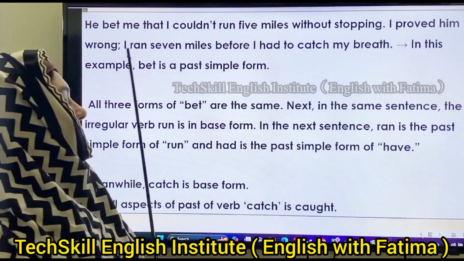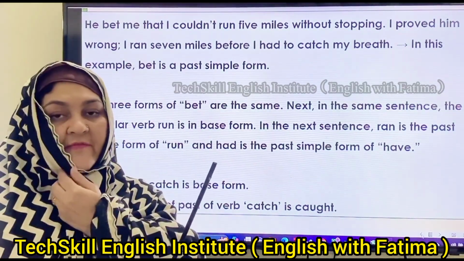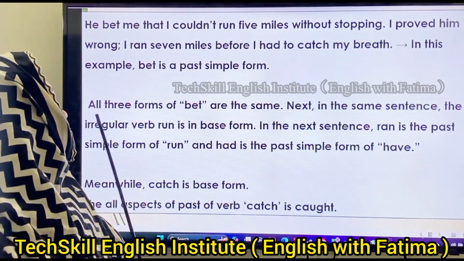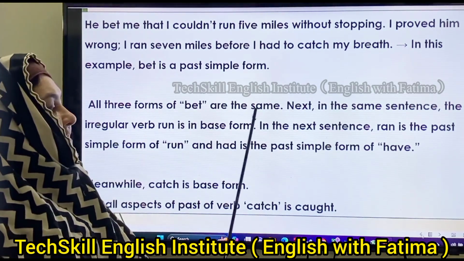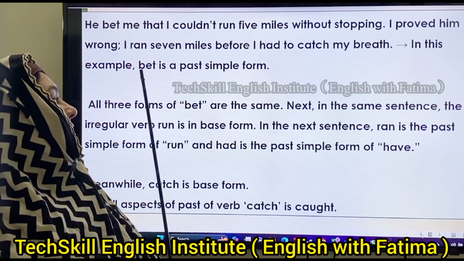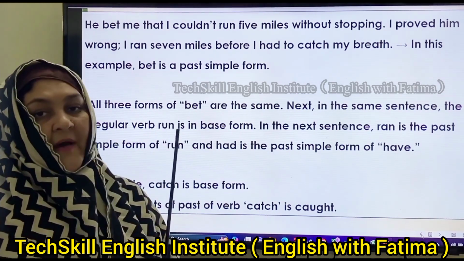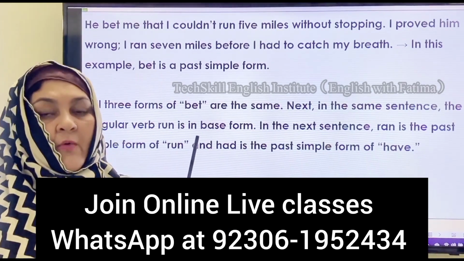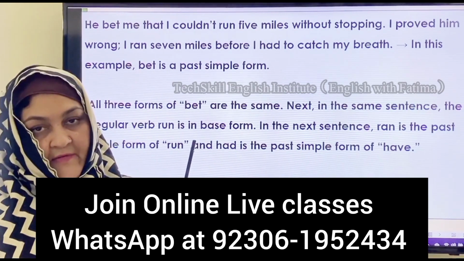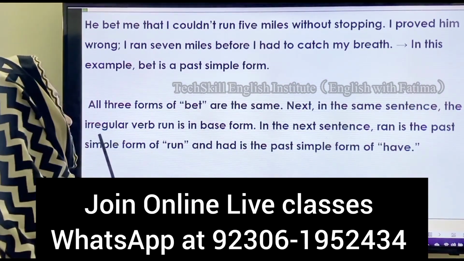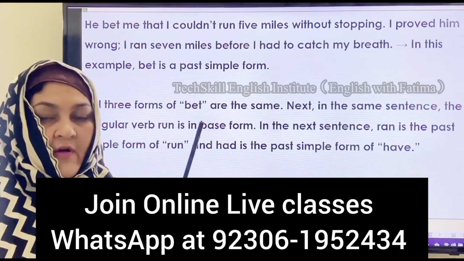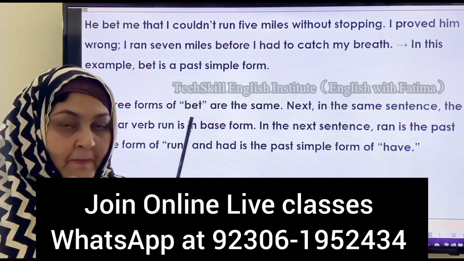Here, let's take the example of ran. What is the base form of ran? That is run. All three forms of bet are the same. Next, in the same sentence, the irregular verb is run. The past form of run is ran, while the past participle form of run is again run. So that also we call an irregular verb, because we are not adding ed in the usual or regular way.